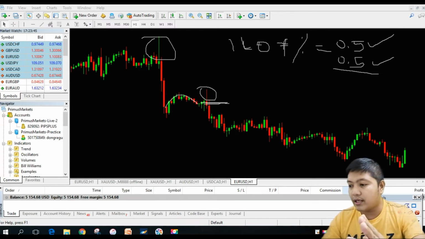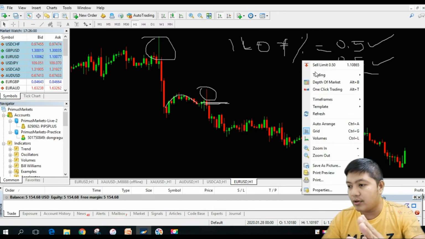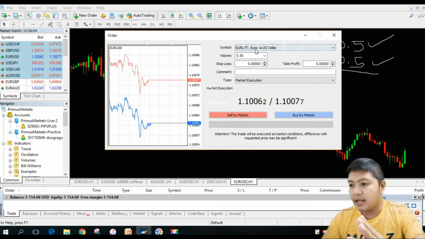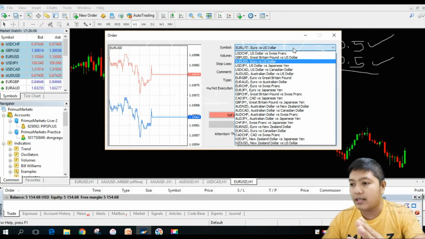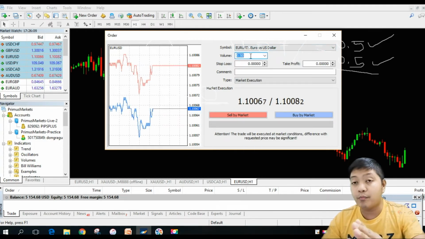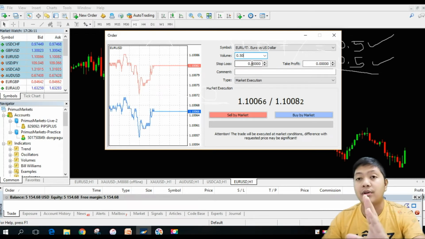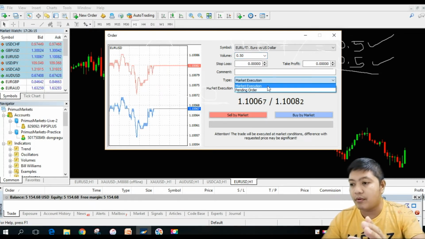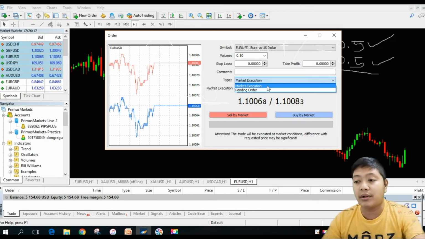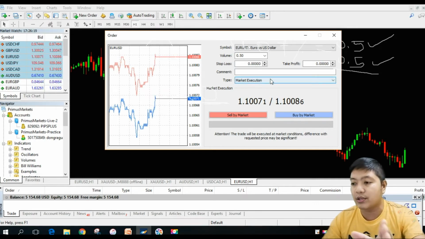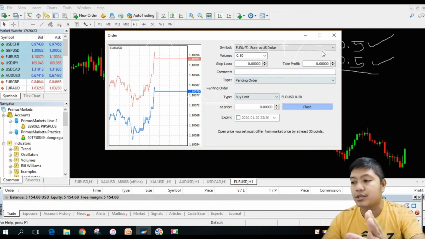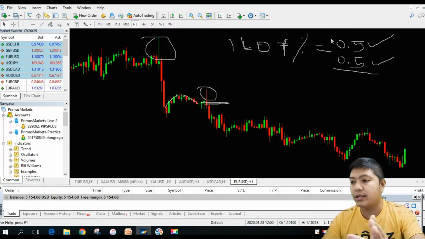So how do you enter that? You right click here and then choose new order, then select your symbol, your currency pair, and then choose 0.5 and 0.5 since you decided on one lot. If that is the price you want to enter at, you can use market execution, or if not yet, you can use pending orders.